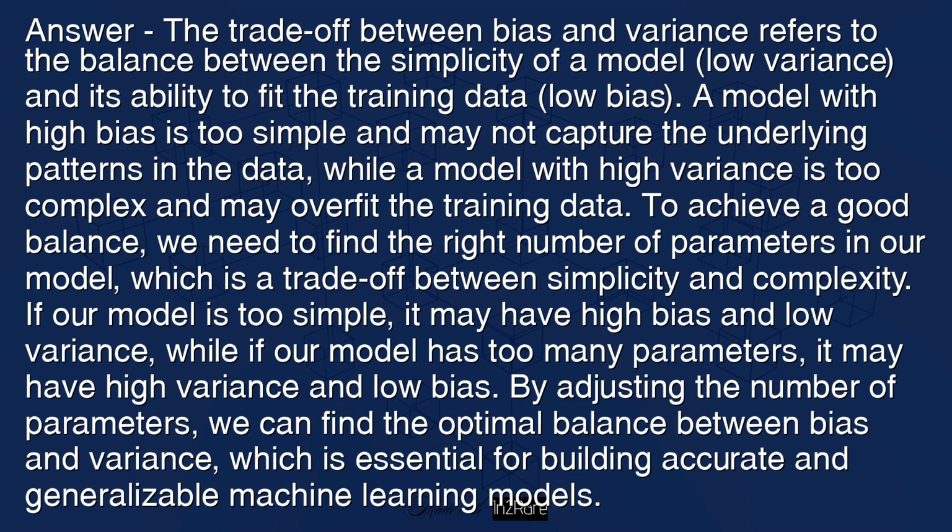To achieve a good balance, we need to find the right number of parameters in our model, which is a trade-off between simplicity and complexity. If our model is too simple, it may have high bias and low variance, while if our model has too many parameters, it may have high variance and low bias. By adjusting the number of parameters, we can find the optimal balance between bias and variance, which is essential for building accurate and generalizable machine learning models.